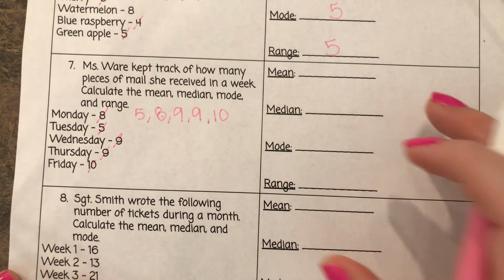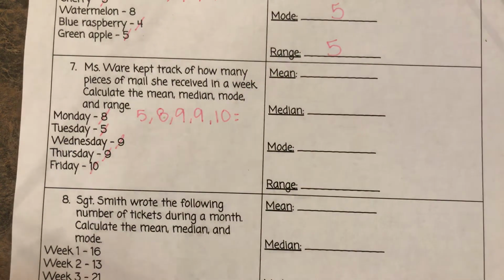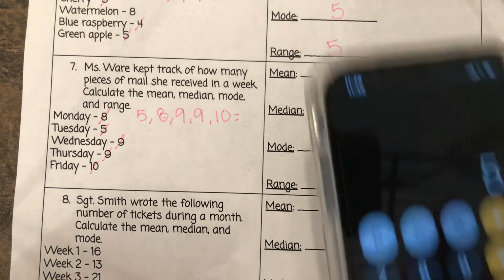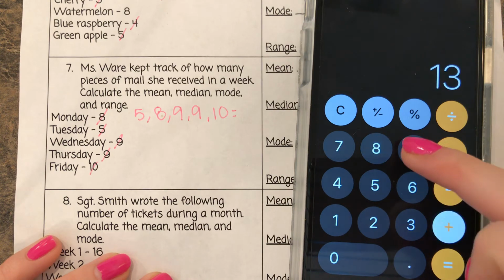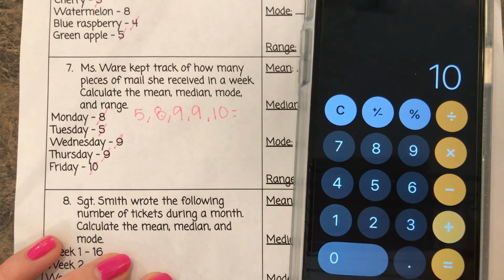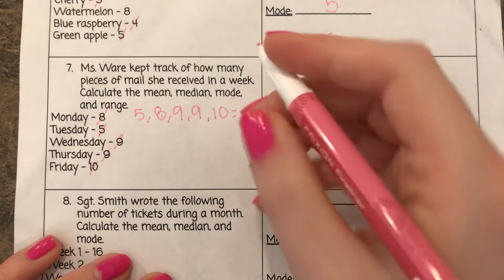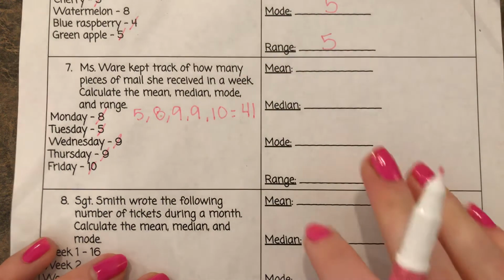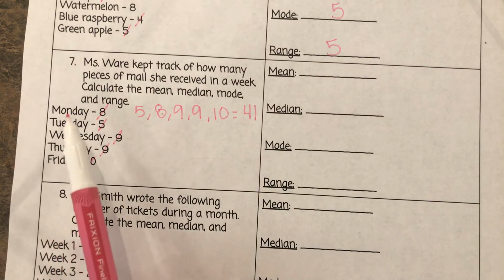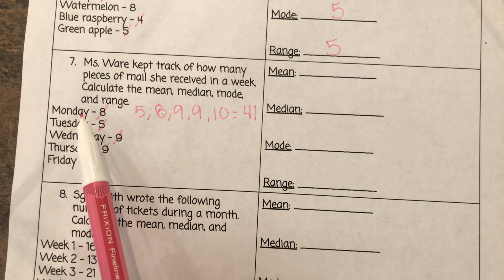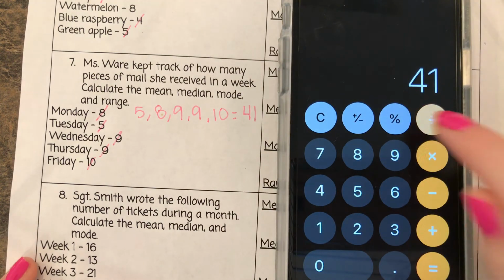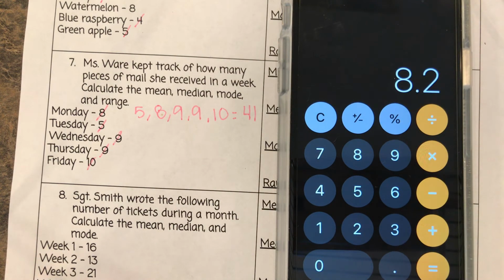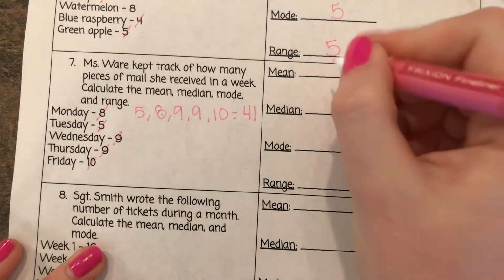Okay, there we go. Okay, let me get my calculator out. We are ready to add. 5, 8, 9, 9, 10. Okay, so she gets about 41 pieces of mail in a week. Okay, she counted her mail 1, 2, 3, 4, 5 days. So we're going to take 41 and divide it by 5. She gets about 8.2 pieces of mail per week.